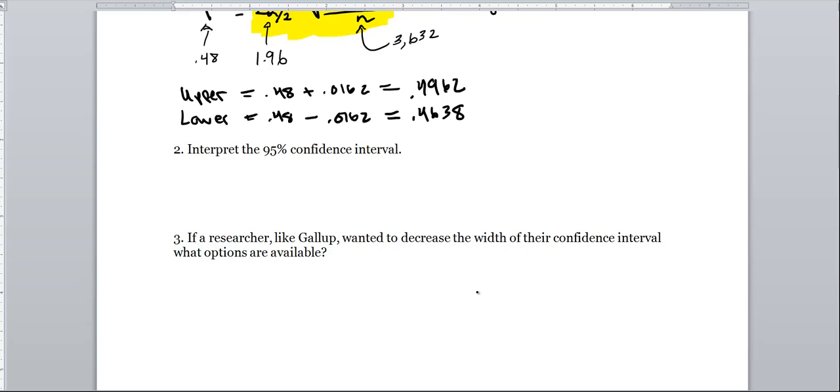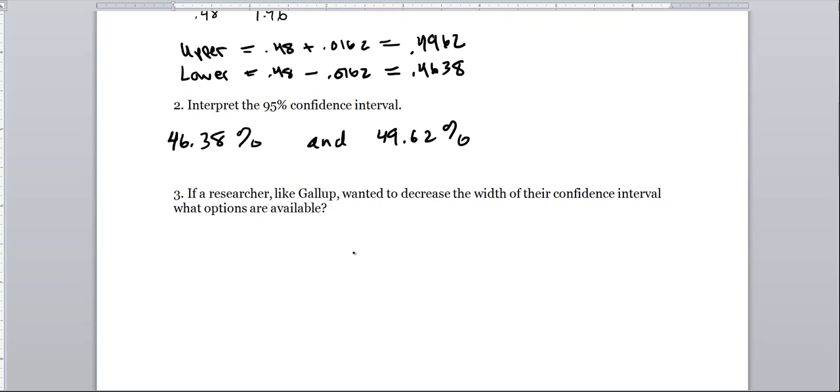Interpreting this, I'm saying that I'm 95% confident that the true proportion of Americans that approve of Obama's performance is between 46.38% and 49.62%. All right, we're 95% confident that the true proportion, P, is between these two values.